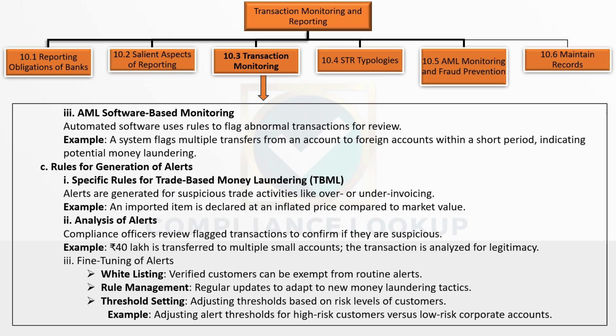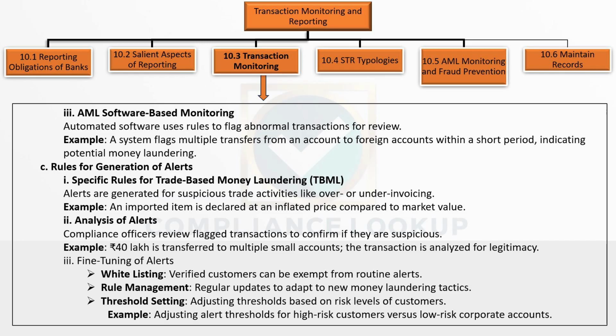Second, analysis of alerts. When an alert is triggered, it needs to be analyzed to determine if it warrants further investigation or reporting. This involves reviewing the flagged transaction against the customer's history, business profile, and other known patterns. Example. An alert is triggered when a customer transfers 40 lakh rupees to multiple small accounts. The compliance officer reviews the transaction and the customer's profile to determine if this is legitimate or suspicious.